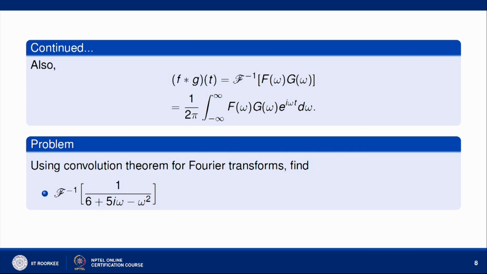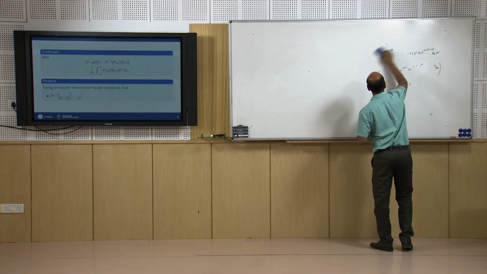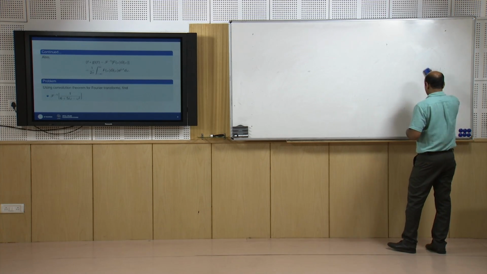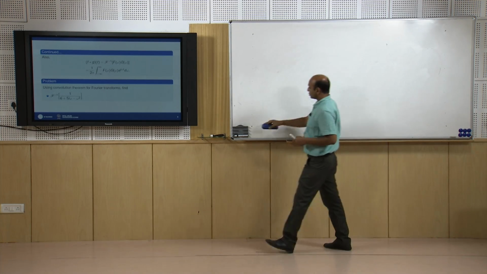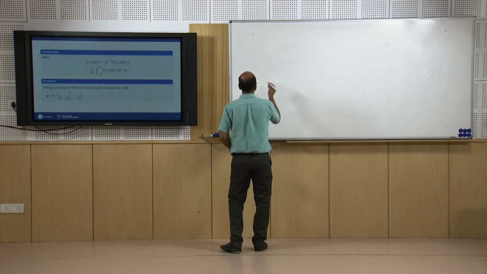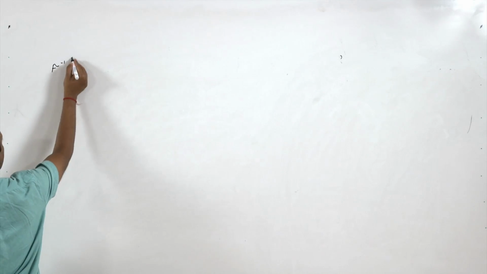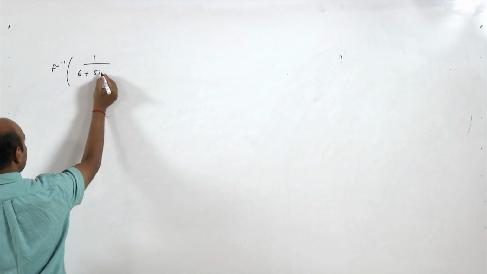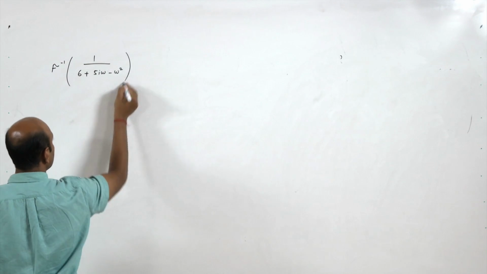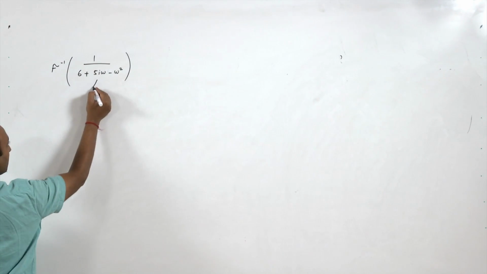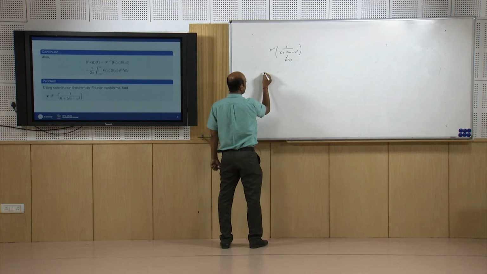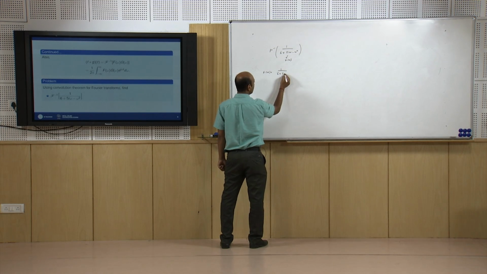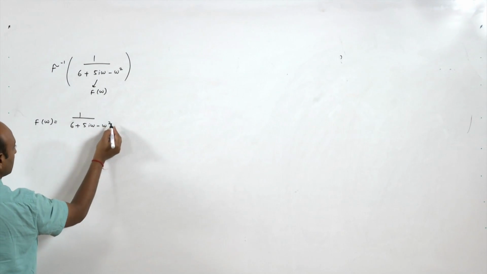So, how can we do that? We will recall the convolution theorem again, and using it we will try to find the inverse Fourier transform of this function. So, what is the function? What do we have to find out? The Fourier inverse of 1 upon 6 plus 5 j omega minus omega square. So, this is F(omega), which is nothing but 1 upon 6 plus 5 j omega minus omega square.